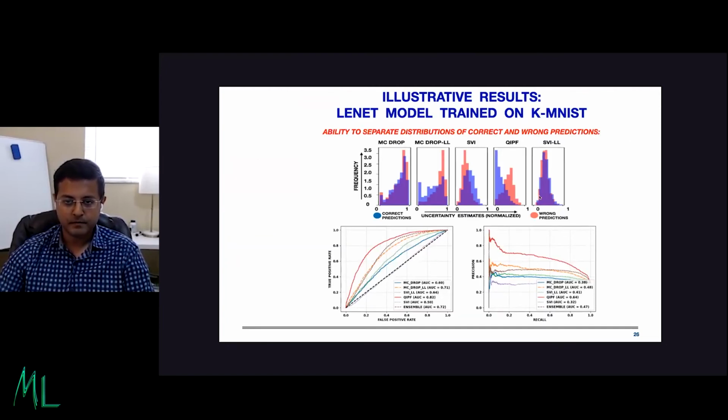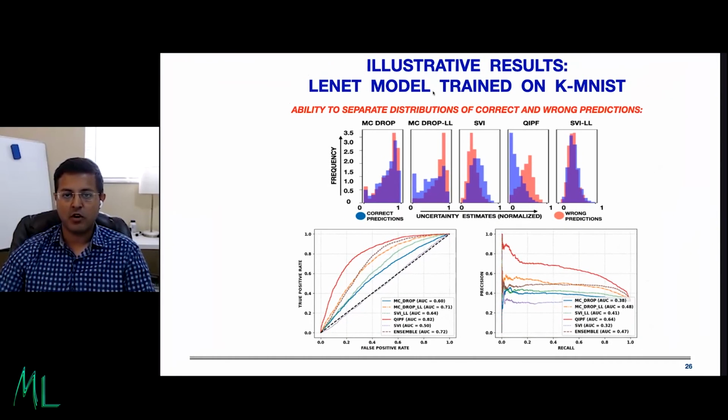So now coming on to the main results, what we are very interested in is detecting, in classification examples, when a model has made wrong predictions, right? Any uncertainty framework should be able to recognize that. So in this example, we have a simple LeNet model trained on KMNIST data, and we characterize this ability to separate distributions of correct and wrong predictions of the different uncertainty methods.